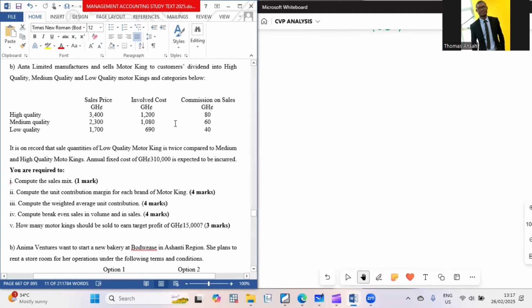All right. So we have the sales prices. The products are divided into high quality, medium quality, and low quality. So you have high quality, and the cost is here. Commission on sales is also given. So this is the selling price. And it said that the recorded sales quantity of low quality motor vehicles is twice as compared to that of the medium. Similar to what we just did. So it means that the low quality here is twice as compared to medium and high. All right. So basically that is that.